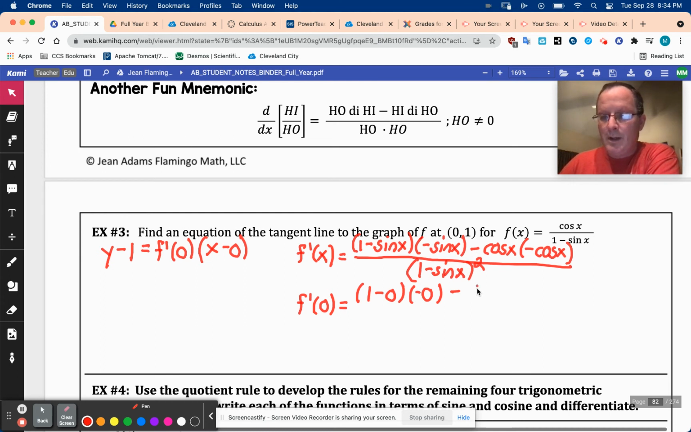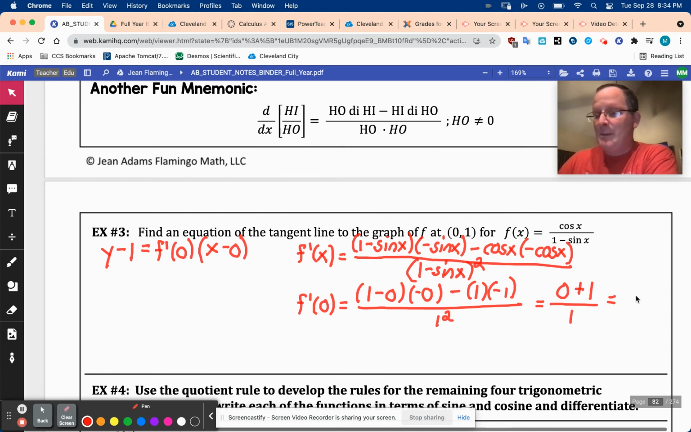So this is 1 times, and then the cosine 0 is 1 again, so negative 1. And all over, cosine 0 is 1, so it's just going to be 1 squared on the bottom. So all that is 0, and this is minus a negative 1. That's plus 1 over 1 squared. How about that? It just ends up being 1.